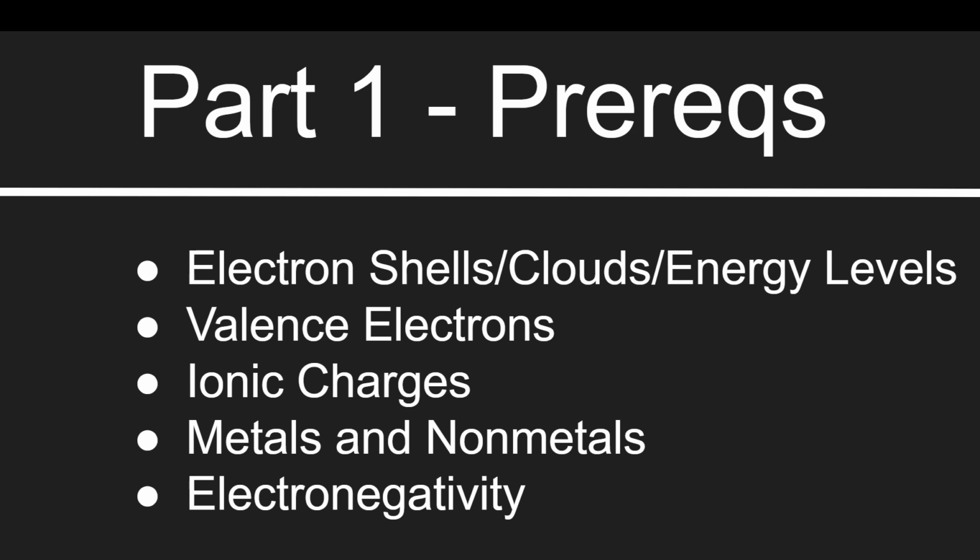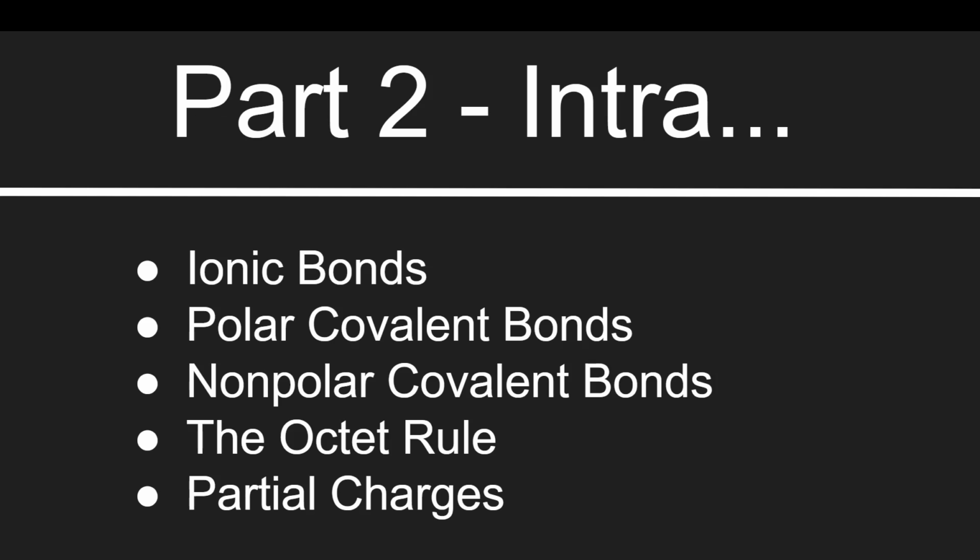And what we're really talking about here today, starting with part 2, is the intramolecular forces. And here are the main things we want to talk about with intramolecular forces. We're going to talk about ionic bonds, polar covalent bonds, and nonpolar covalent bonds. Those are the 3 main types of intramolecular bonds. We're not really going to talk about metallic bonds because those aren't super important. They're common, but we don't really need to talk about them much.